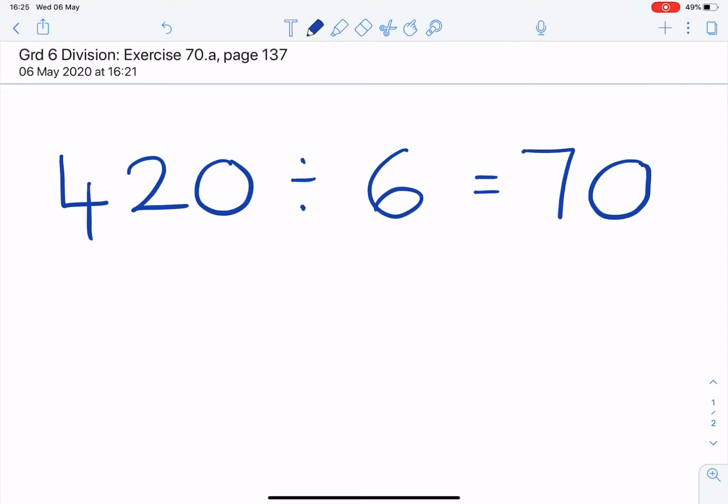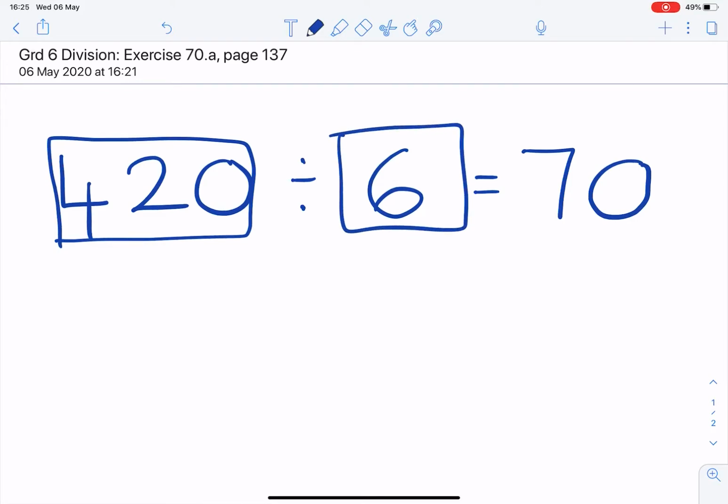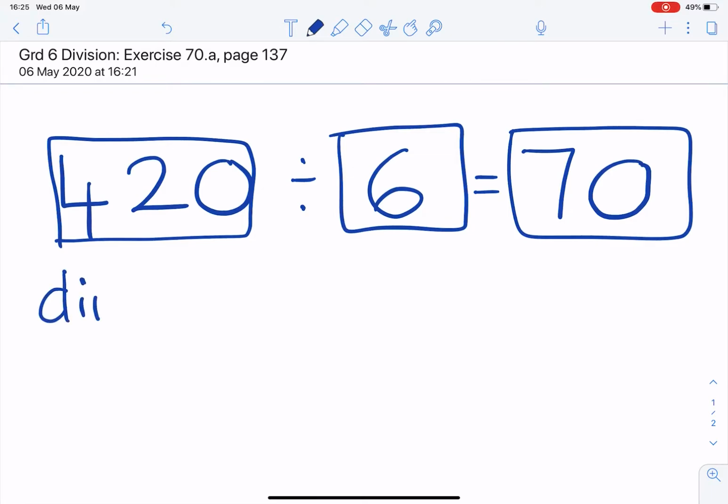Now, I'm not asking you how you work this out. I want to tell you what these different numbers are called. 420 is the dividend. That is called the dividend. It is the number that we start with.